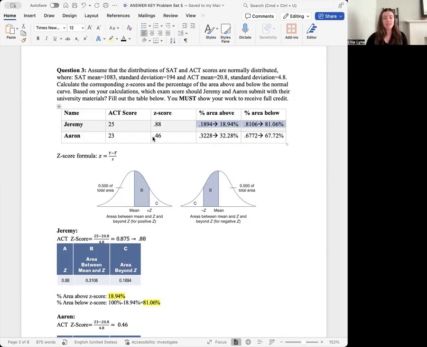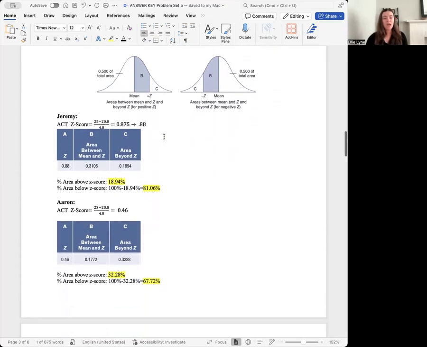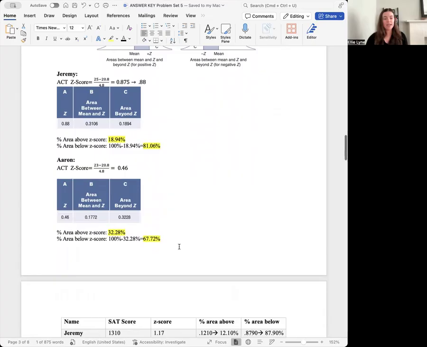We figured out that his z-score corresponds to a value of 0.46. I have gone ahead and worked out the math down here, if that's helpful for you. I've taken this directly from our standard normal table from Canvas as well.